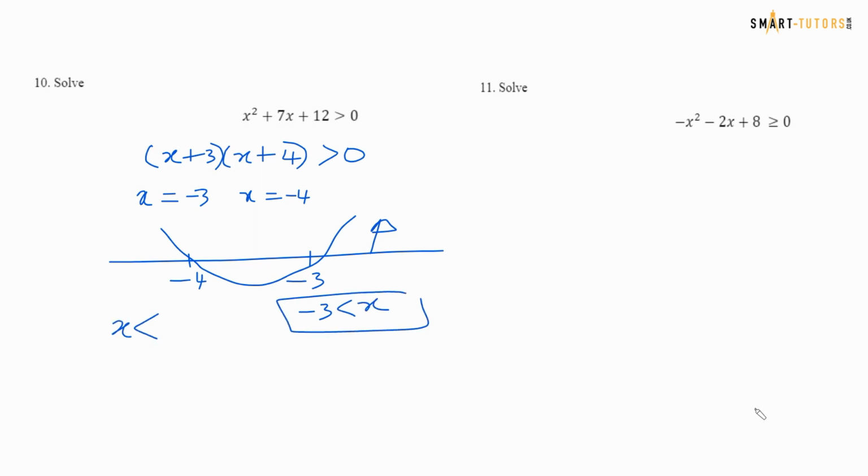And x less than minus 4, that is the... So these are the two portions that come above the x-axis. Now you've got some idea how I'm doing. This is the final answer for question number 10.